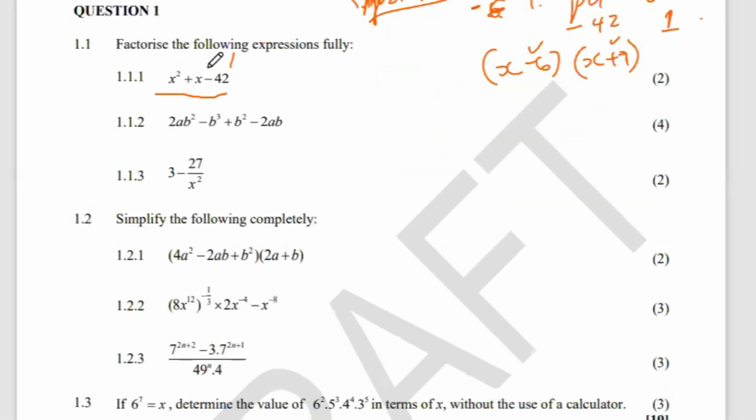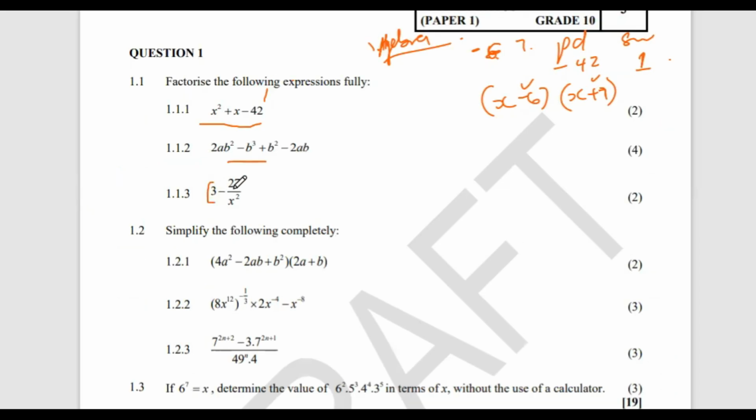Okay, so that is question 1.1.2. Then 1.3, this is a 3 minus 27 over x squared. What I'm seeing is this x squared. 27 cannot be expressed as a square. But what I can see is that 3 and 27 have something common. Take the 3 out. I'll be left with 1 minus 27 divided by 3, that's 9 over x squared.